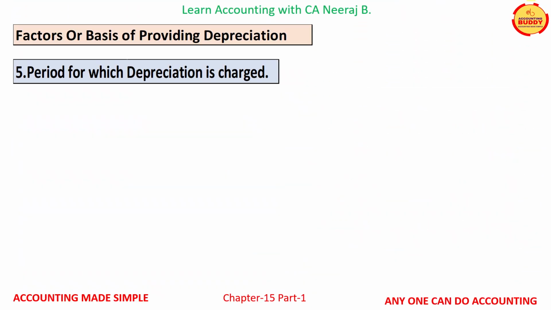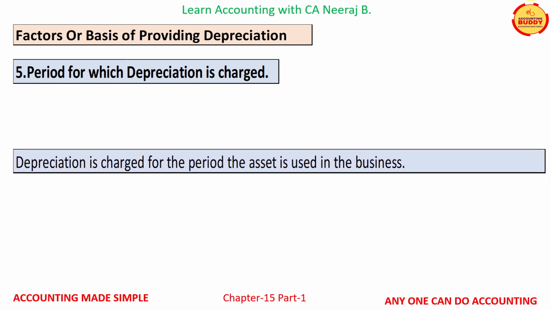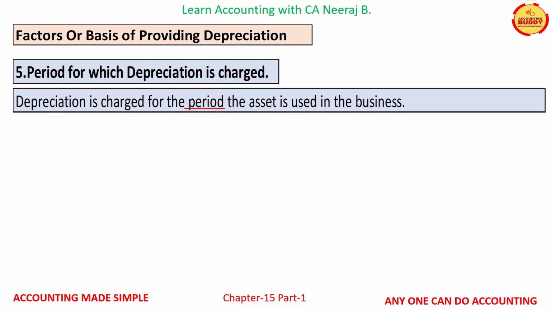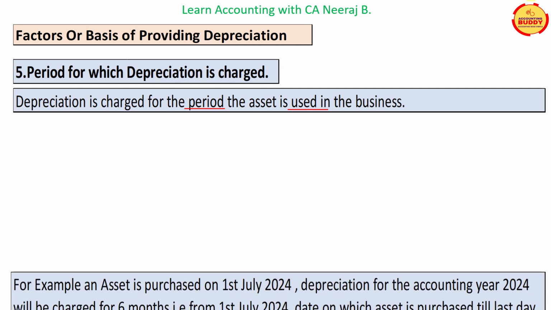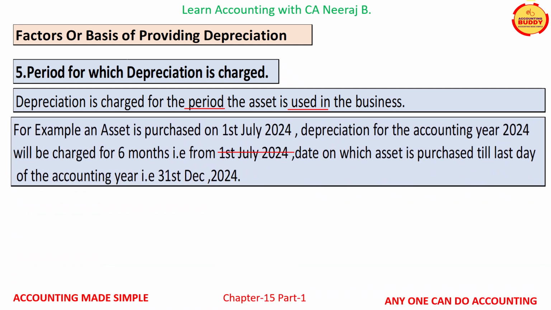Period for which the depreciation is charged is also an important basis of providing depreciation. Depreciation is charged for the period the asset is used in the business during the accounting period. For example, an asset is purchased on 1st of July 24. Depreciation for the accounting period 2024 will be charged for 6 months. That is, from 1st of July 2024, the date on which the asset is purchased, till the last day of the accounting year, that is 31st December 2024.